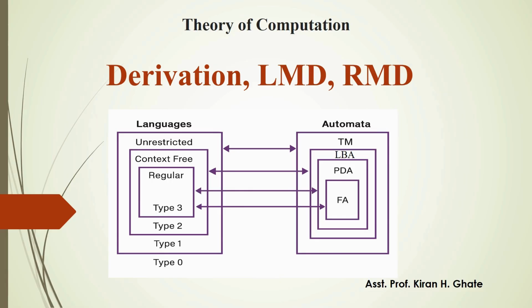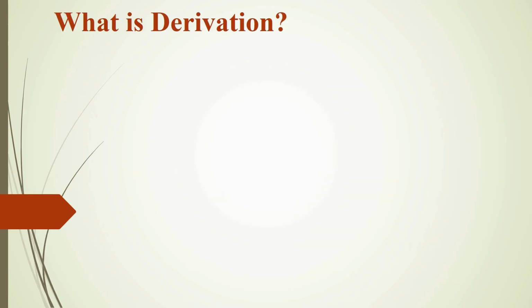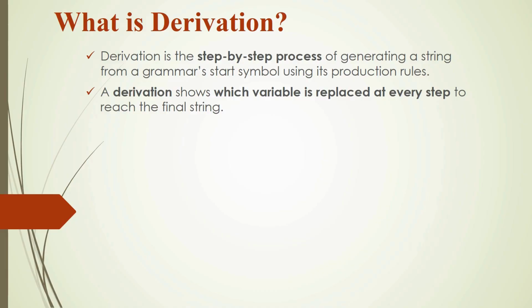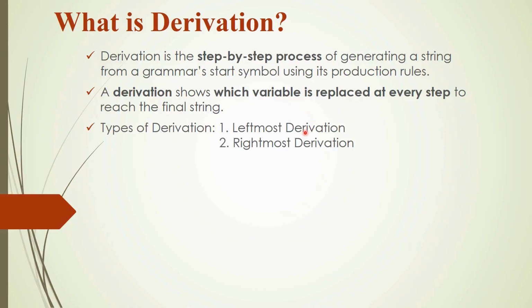So let's discuss what is meant by derivation. In the previous lecture, we designed context-free grammar. Now, derivation is the process where you derive a string from your given grammar. It is a step-by-step process where you substitute the production rules of a given context-free grammar for string generation. Derivation has two types, or you can say there are two orders of derivation. The first is leftmost derivation and the second is rightmost derivation.